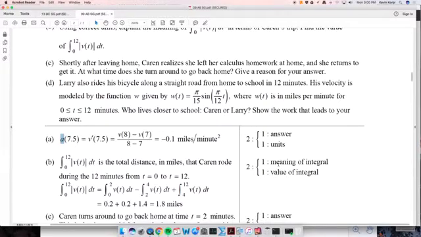You got 1 check for the meaning of the integral and 1 for the value. So here it is. The integral is the total distance, and there it is, in miles. That's what a lot of people left off, that Karen rode during the 12 minutes from 0 to 12. We did it a little bit differently. We'd said from t equals 0 minutes to t equals 12 minutes. I would stick with the way we did it because they kind of refined it a little bit.